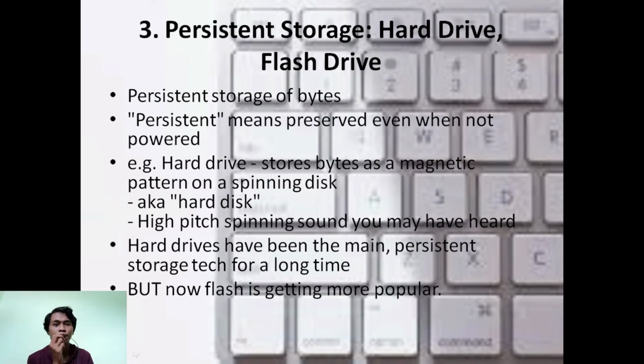Three, persistent storage. Hard drive and flash drive. Persistent storage of bytes. Persistent means preserved even when not powered. For example, a hard drive stores bytes as a magnetic pattern on a spinning disk, aka hard disk. There is a high-pitched spinning sound you may have heard. Hard drives have been the main persistent storage for a long time, but now flash is getting more popular.